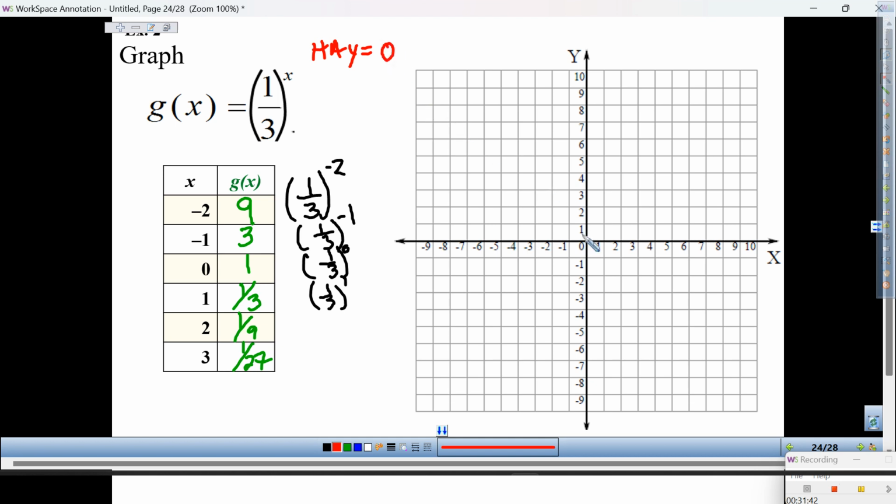Very good. 0. So plot it there. There it is. Let's plot our points. -2, 9. -1, 3. 0, 1. 1, 1/3. 2, 1/9. 3, 1/27. And an arrow at the end.